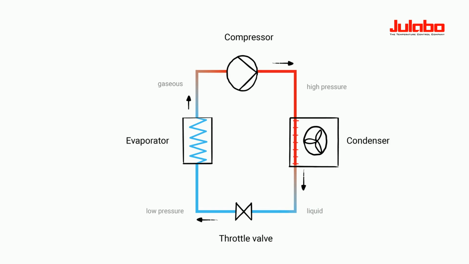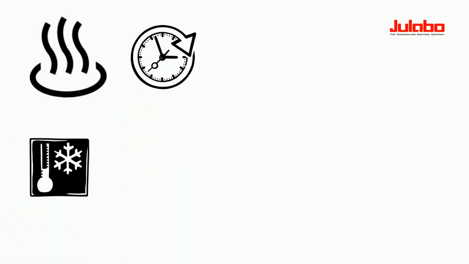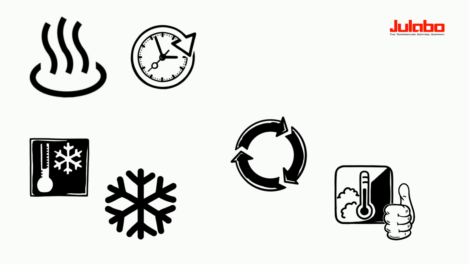A throttle valve then reduces the pressure of the liquid refrigerant. Afterwards, the refrigerant enters the evaporator under low pressure. The state of aggregation is changed again there. The liquid evaporates. The required heat for this process comes from the medium. It is precisely at this point in time that heat is extracted from the medium, meaning it is cooled down. This cycle is repeated until the desired target temperature is reached.